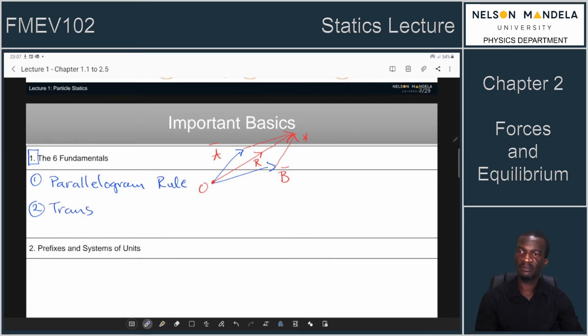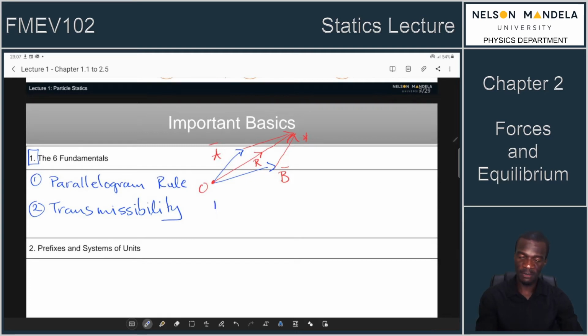The principle of transmissibility. You will make use of this principle. This principle simply states that a force acts on a certain line of action. When the force is acting on a body, one can find the effect of that force by drawing or plotting the force along the same line of action, but at any point along that line of action.